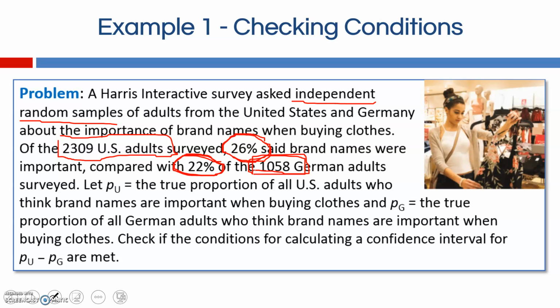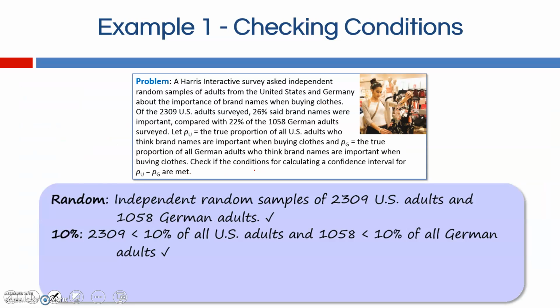All right, so on the next slide, we're going to go ahead and break this information down and check our conditions. The random condition should be written out in a complete sentence. So you have independent random samples of 2,309 US adults and 1,508 German adults.